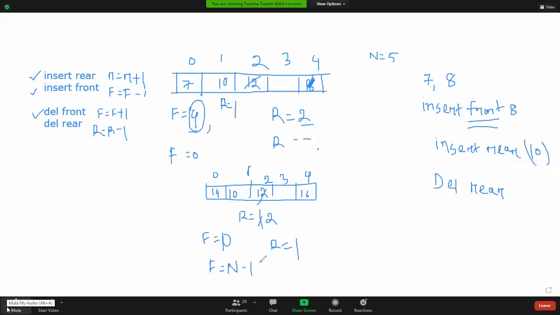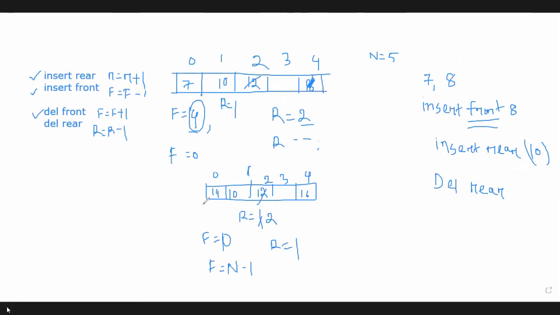Is that clear? Yes, ma'am. Okay, now another thing can happen. Suppose here the rear value is 14. Suppose this is the queue with only two elements: one element is in position 0, 14, and another element is here, 16, which is in memory location 4. But front equals 4, which means that 16 is the first element, and rear equals 0, which means that 14 is the last element.